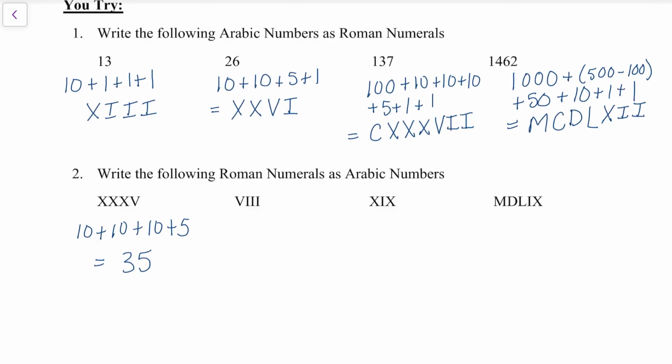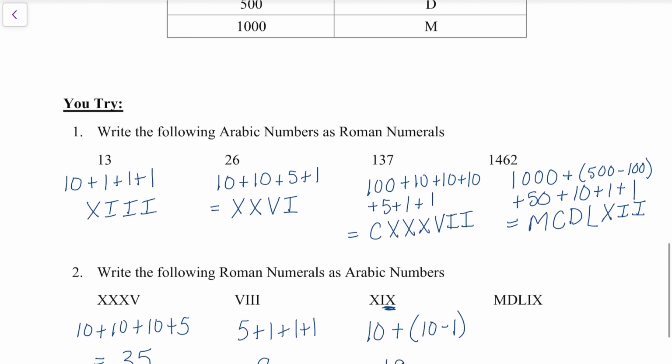Okay, so let's try the next one. VIII is going to be 5 plus 1 plus 1 plus 1, which is 8. XIX, so here I have that situation where I have a smaller in front of a bigger. So it's going to be 10 plus 10 minus 1. So all together, I'm going to get 19. Okay, because that IX is going to be our 9.